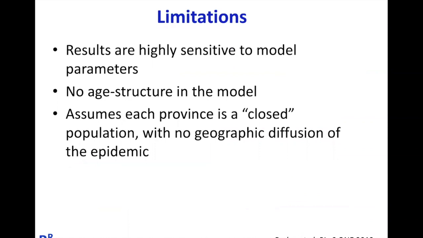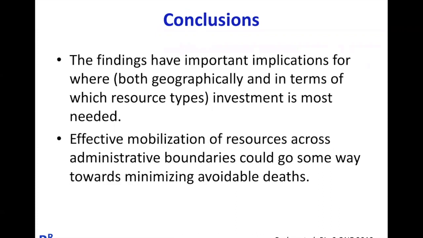Okay, limitations of this kind of model: results are highly sensitive to model parameters, garbage in, garbage out. The better the data, the better it is. And as I said, for the Helsinki area, it's very easy to get good contact data. No age structure in the model, because it was a deterministic model, and it assumes each province is a closed population with no geographical diffusion of the epidemic, and it would be much better if we realize infectious diseases do not respect boundaries.